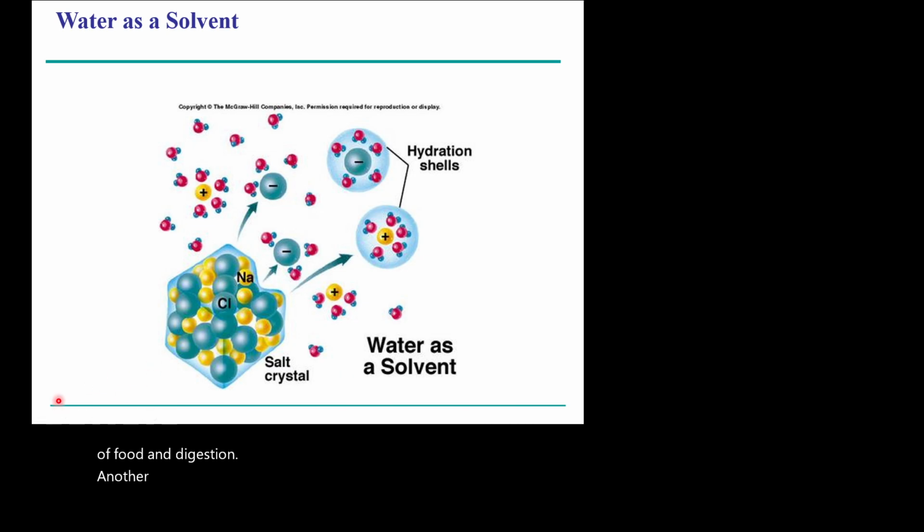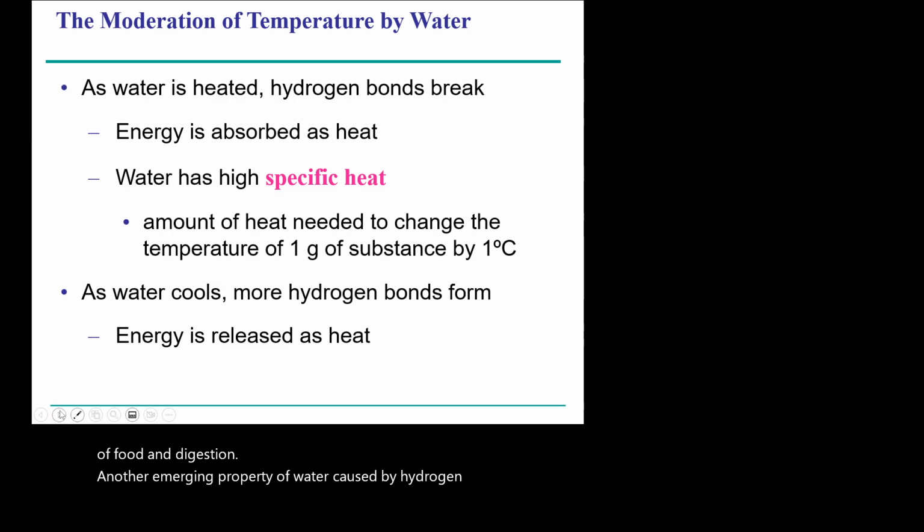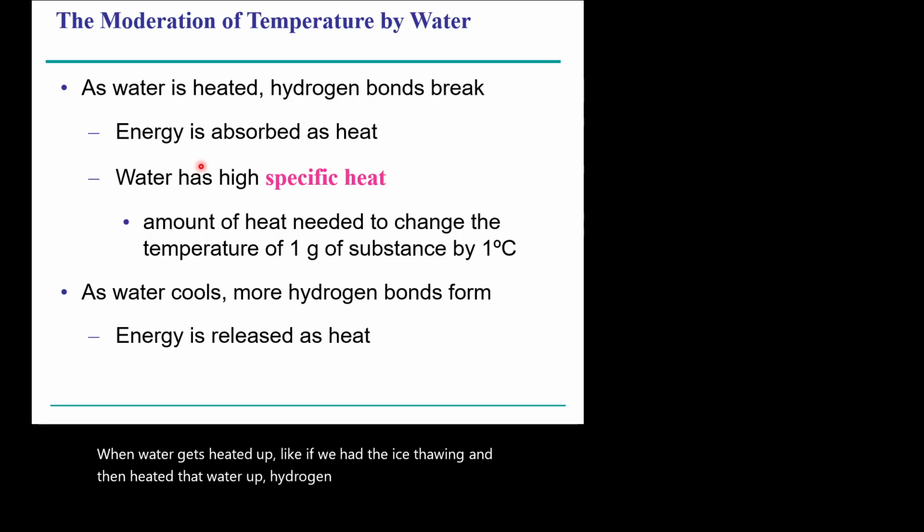Another emergent property of water caused by hydrogen bonding is its ability to moderate temperature. When water gets heated up, like if we had the ice thawing and then heated that water up, hydrogen bonds would start to break between those water molecules. And through that process, energy is absorbed by those molecules as heat. So water, because of all of those hydrogen bonds, has the ability to absorb a lot of heat. And this is why in chemistry you probably learn water has a high specific heat. That's the reason why it has a high specific heat.